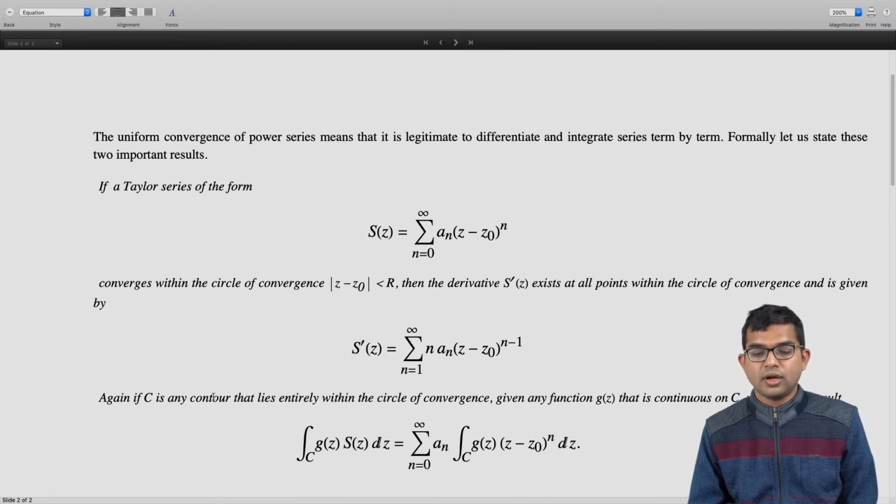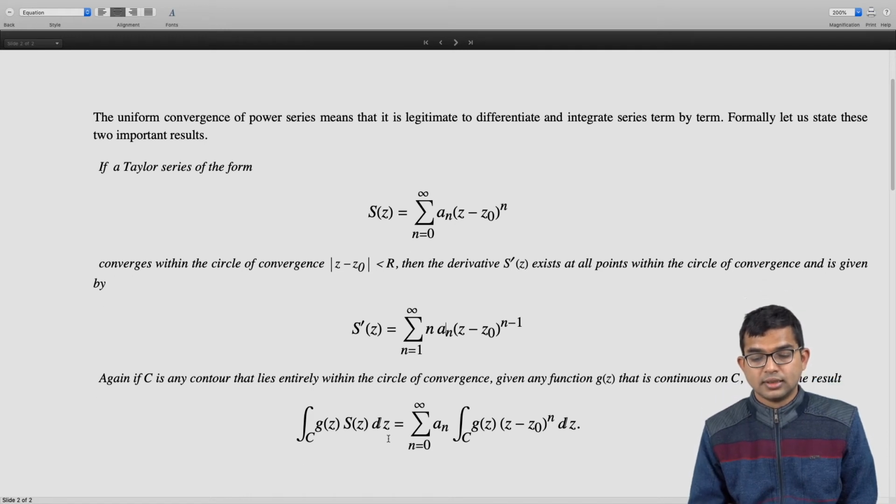And again, if you have some contour that lies entirely within the circle of convergence and you're given some function g of z that is continuous, you can multiply this s of z by this function g of z, and on this contour you take this integral and you have the liberty to change the order of the summation and the integration. So you can actually do term by term contour integration and then take the summation, and that also is going to be guaranteed to converge.